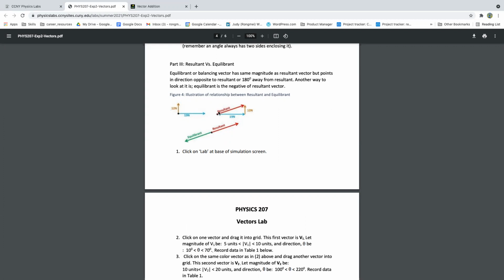So you see here, we have two vectors. One is horizontal, 19 Newtons, and one is vertical, 12 Newtons. The sum, the resultant, will be from the tail to the head. And the equilibrant, if you move this resultant in parallel to here, will have the same magnitude and the opposite direction, which is pointing this way.